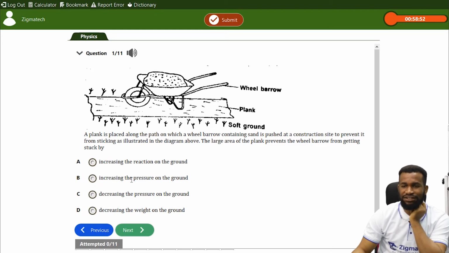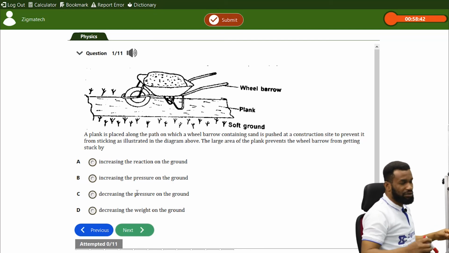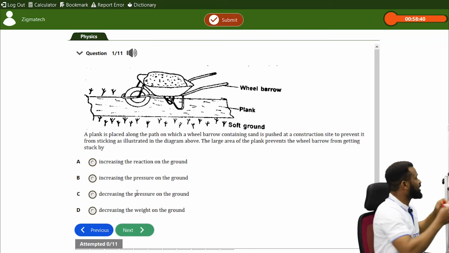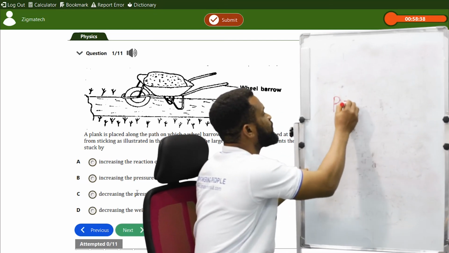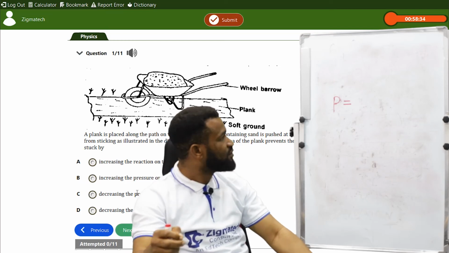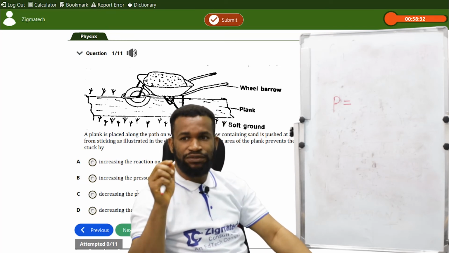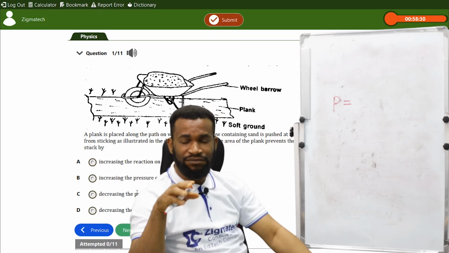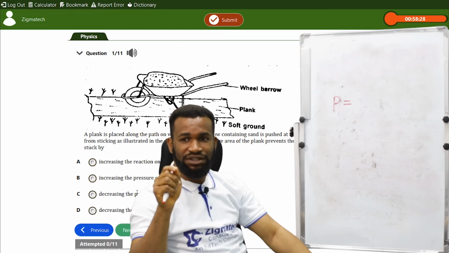Now, increasing the pressure on the ground? No. Decrease the pressure on the ground. Okay, look at this relation. I want to explain this with this relation. Look at this. For this wheelbarrow to not get stuck, the pressure of the wheelbarrow must be reduced. And what is that plank doing?